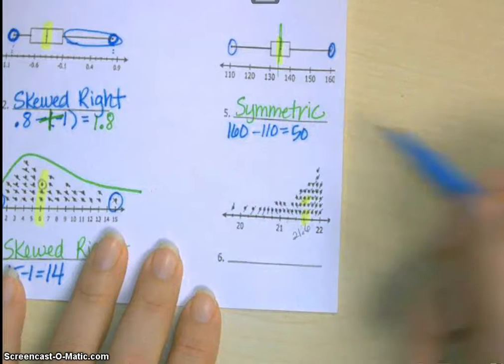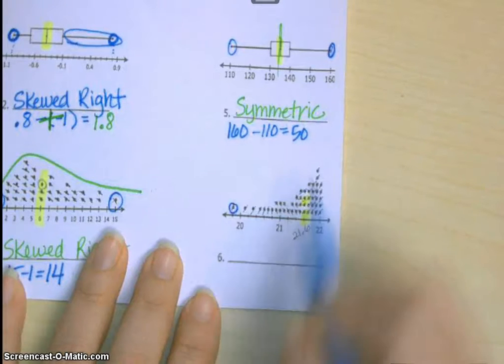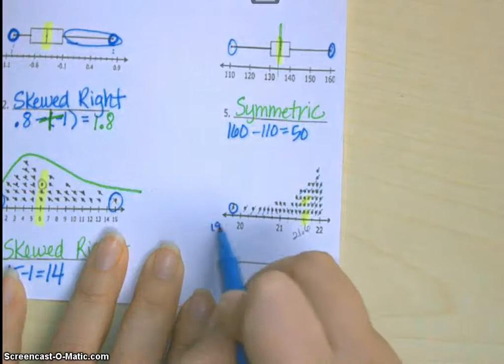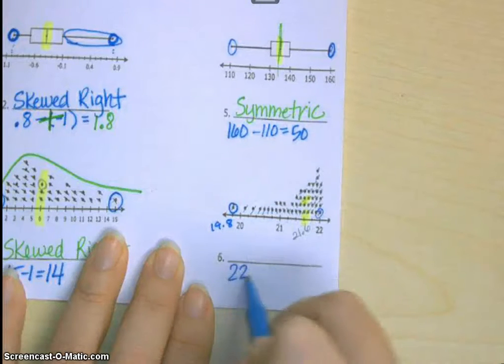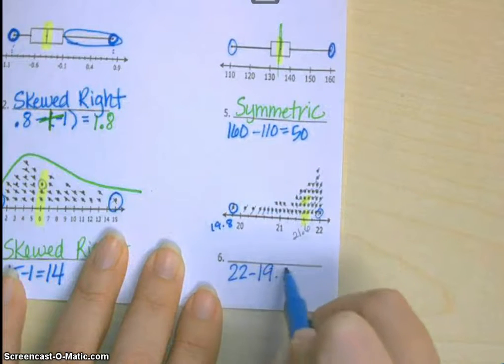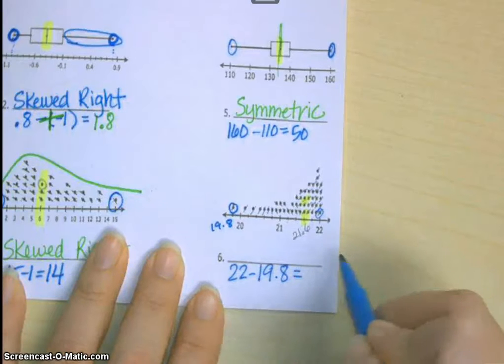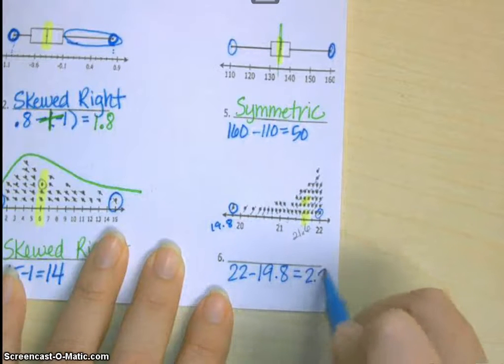Then we're going to circle our minimum value. So it's going to be 19 and 8/10. And then our maximum value is 22. So 22 minus 19 and 8/10 is going to give us 2 and 2/10.